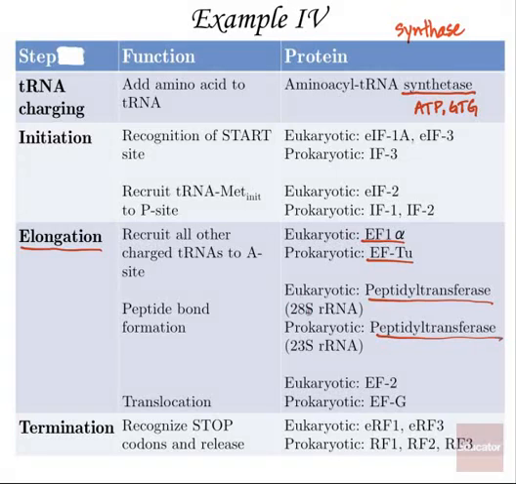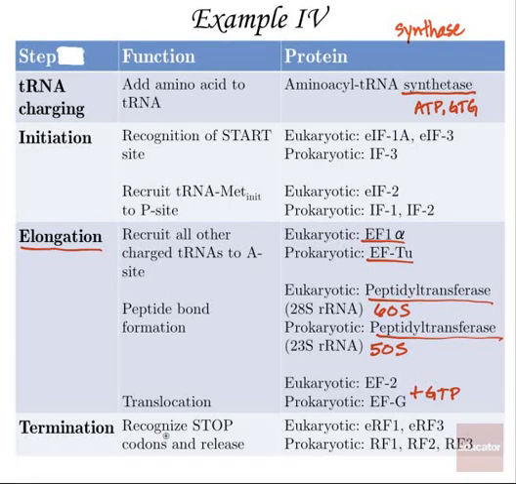So eukaryotes, that 28S rRNA is found in the 60S subunit. Prokaryotes, the 23S rRNA is found in the 50S subunit. Okay, and finally, translocation involved in elongation. That is eEF2 for eukaryotes, EF-G for prokaryotes, and you're going to need GTP for each time it translocates. So it's energy requiring. And finally, termination.